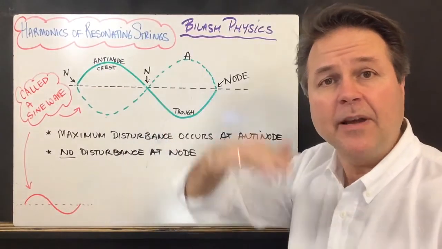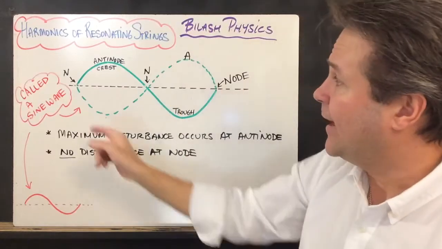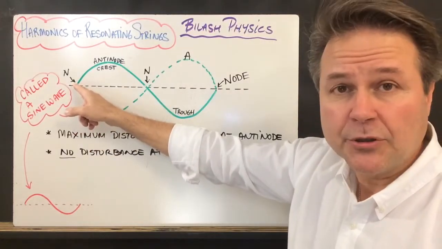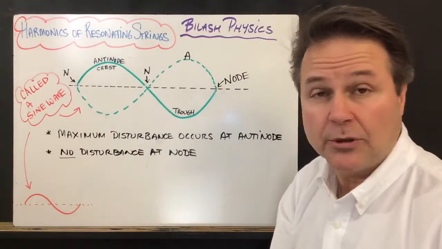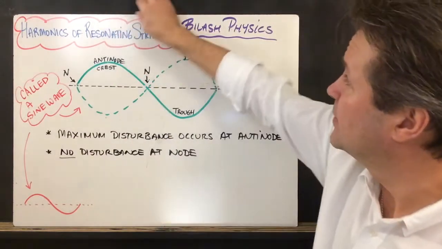Now the maximum disturbance occurs at the antinodes. That means that the wave is the highest at that point, and there seems to be 0 disturbance at the nodes. So it looks like nothing goes on at those places, at those locations of a wave.